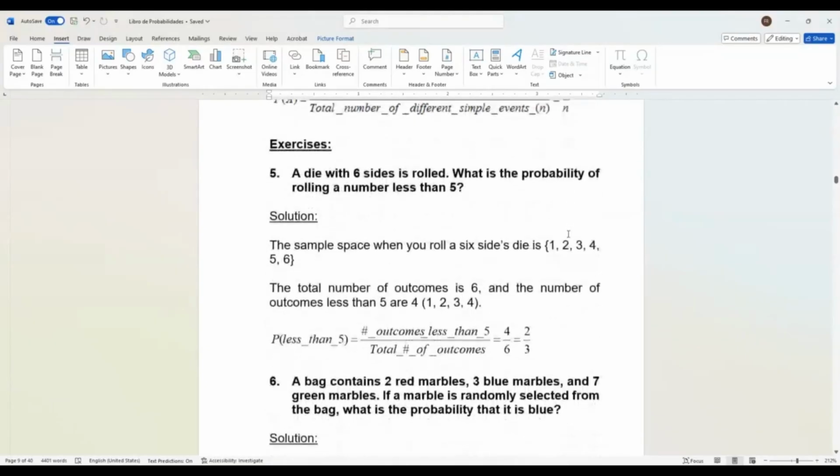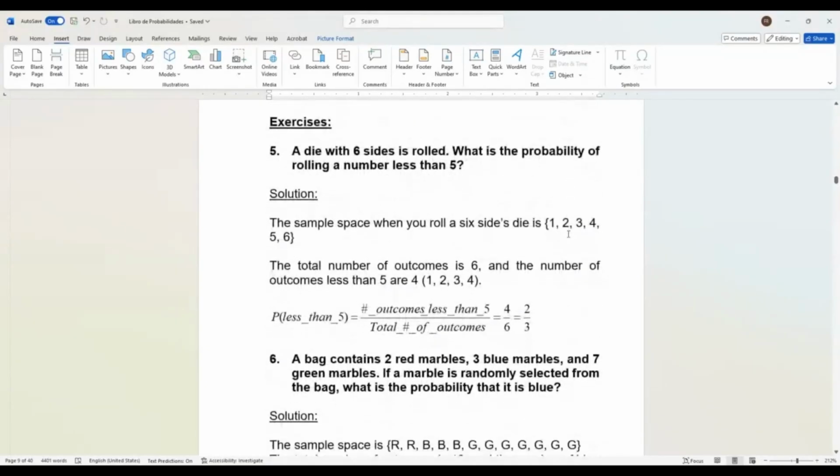For example, of classical probability, a die with 6 sides is rolled. What is the probability of rolling a number that is less than 5? Well, you know that the sample space when you roll a 6-sided die is made by these six numbers: 1, 2, 3, 4, 5, 6. Now, what is the probability of rolling a number less than 5?